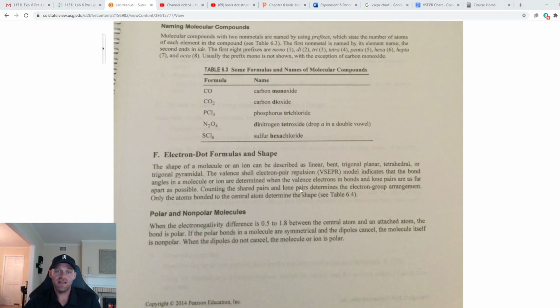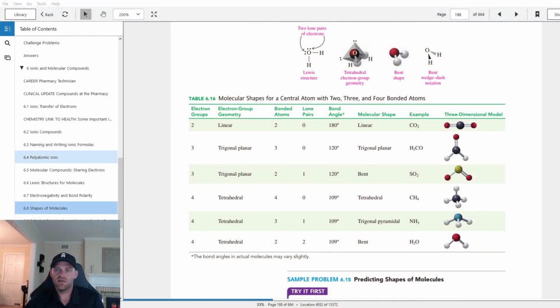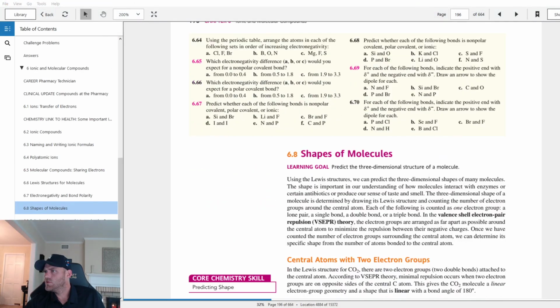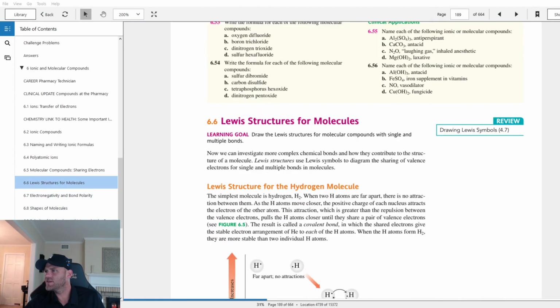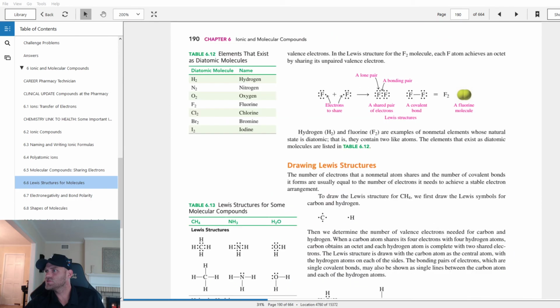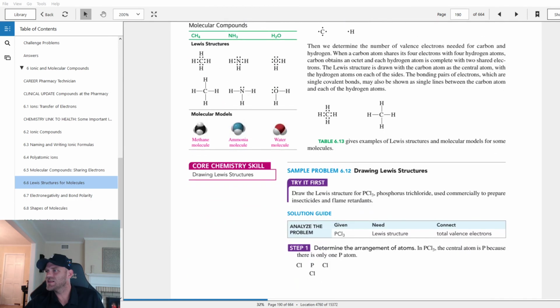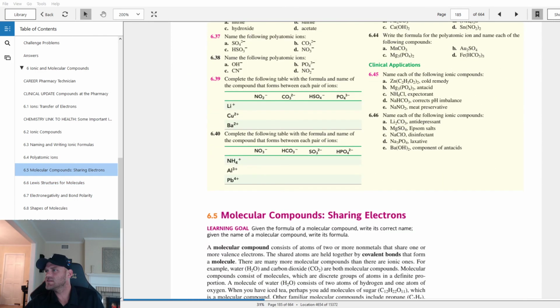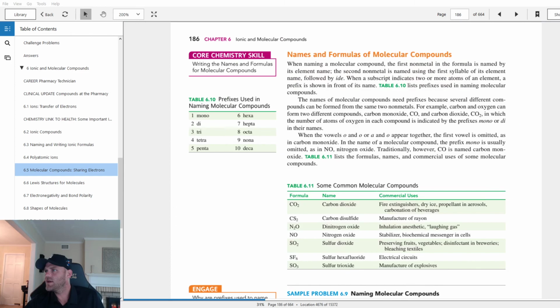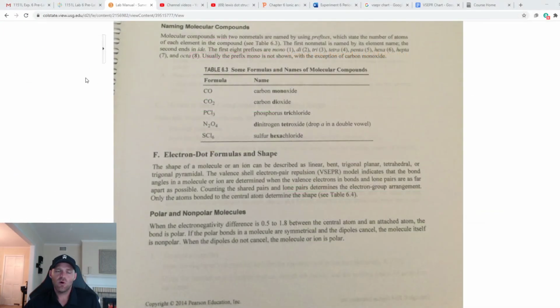If you look at my lecture, you'll see there's a chart that has all of the prefixes for naming molecules, and it's pretty easy. It's just like di, tri, tetra, penta, hexa. It is on page 186 of your text. 1's mono, 2 di, 3 tri, 4 tetra, 5 penta, and so on.